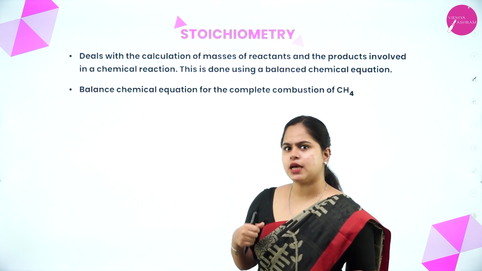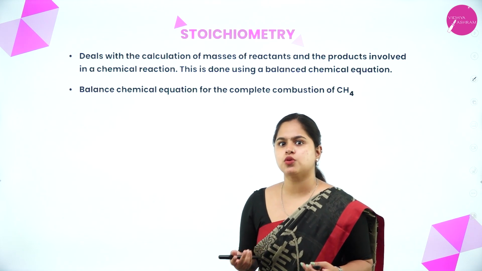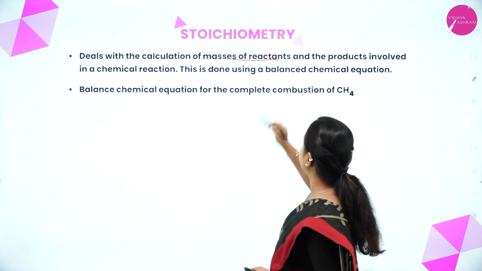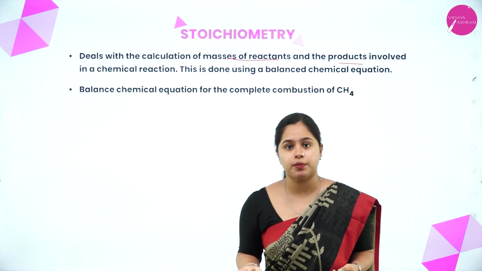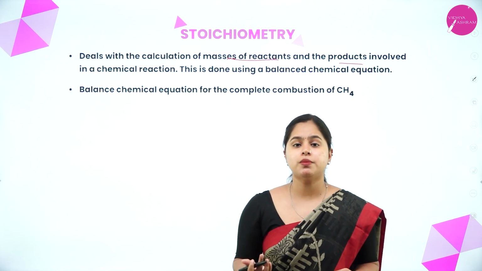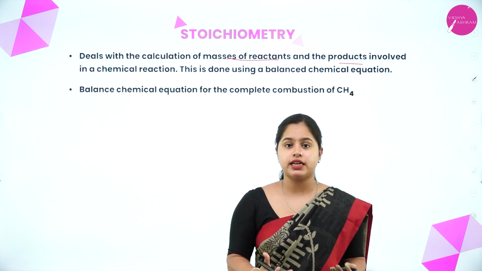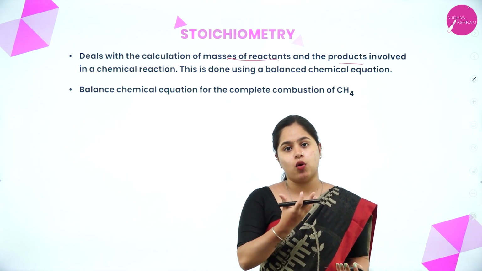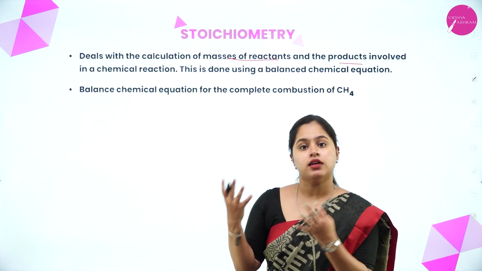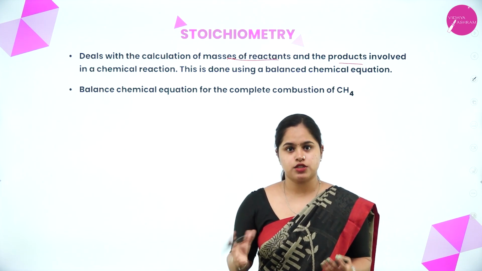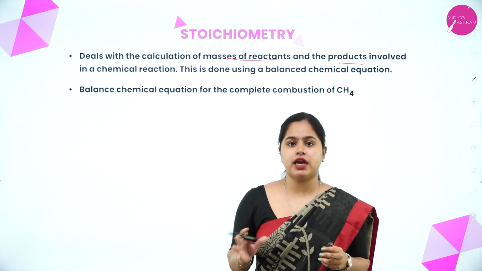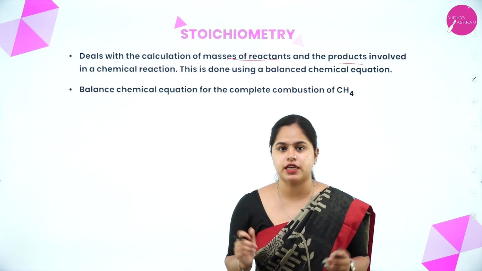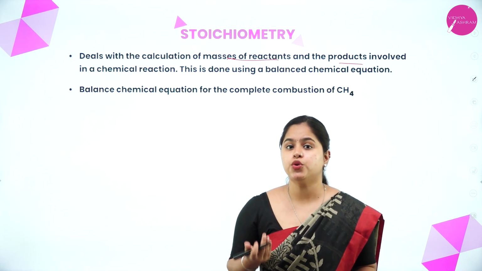Okay, so let's come back to the chemistry side of it. What is stoichiometry in the case of chemistry? See, it deals with the calculation of masses of reactants and products involved in a chemical reaction. So stoichiometry helps us in finding exactly how much quantity or how much mass of reactants is required to produce the required amount of products. So using stoichiometry, you will be able to calculate the masses of reactants and products so that you will get your perfect chemical reaction.